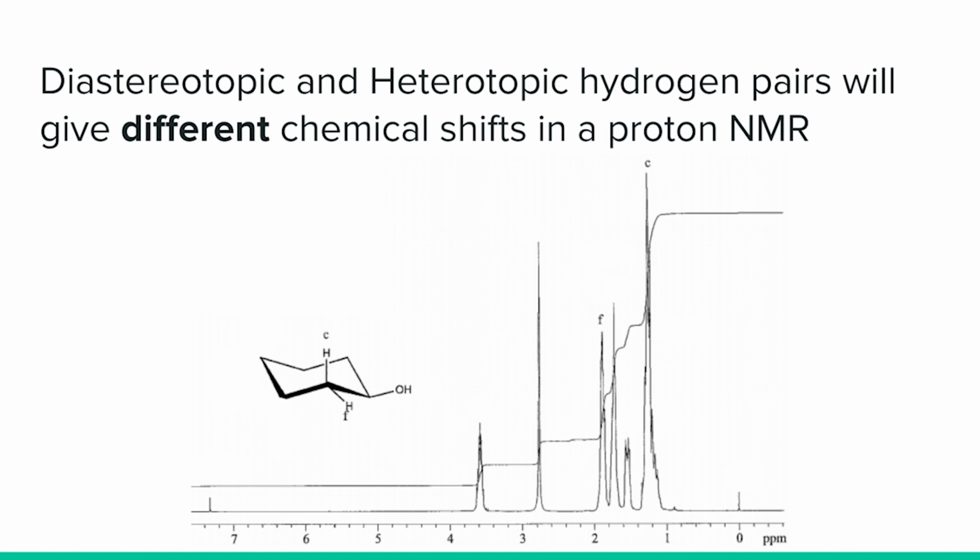The reason why I placed both of those together is because diastereotopic and heterotopic hydrogen pairs will give different chemical shifts in a proton NMR. So let's look at cyclohexanol. Notice that these two are diastereotopic and they have different chemical shifts.